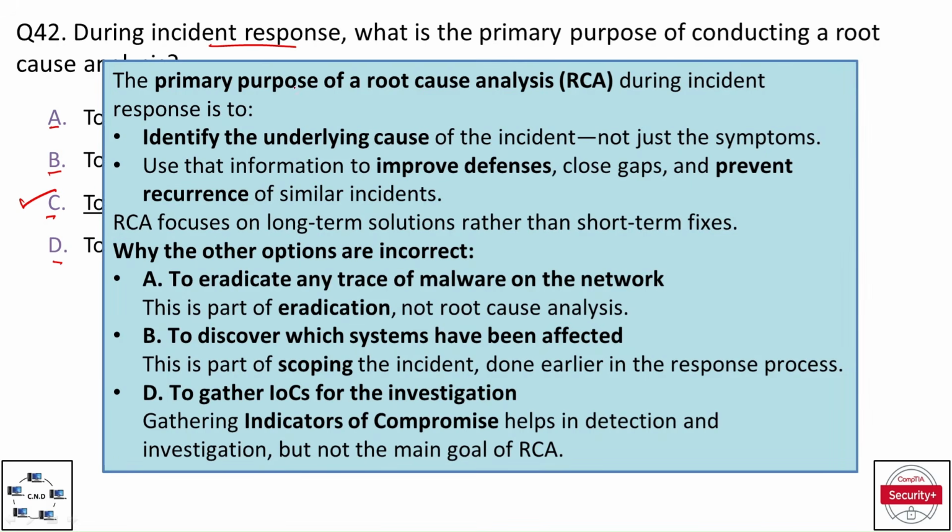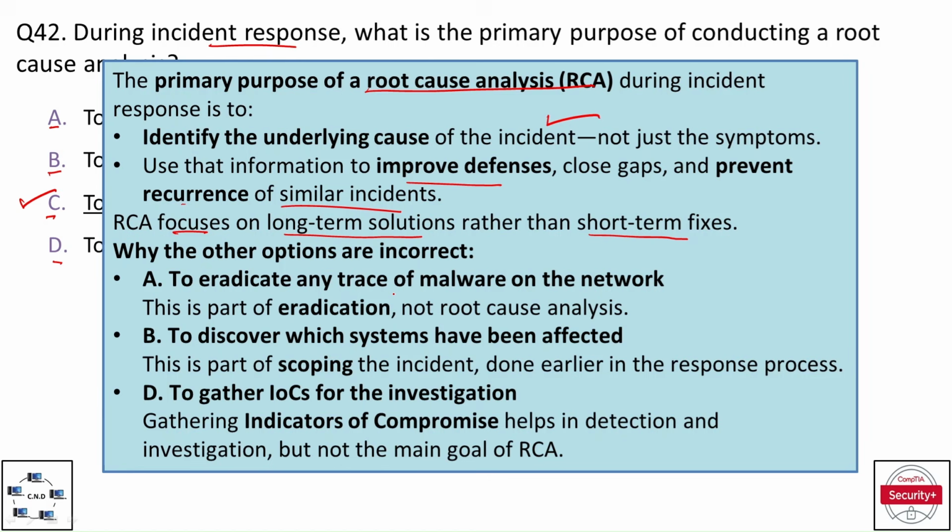So the primary purpose of a root cause analysis during incident response is to identify the underlying cause of the incident, not just the symptoms. Use that information to improve defenses, close gaps, and prevent recurrence of similar incidents. So root cause analysis focuses on long-term solutions rather than short-term fixes. So why are the other options incorrect?